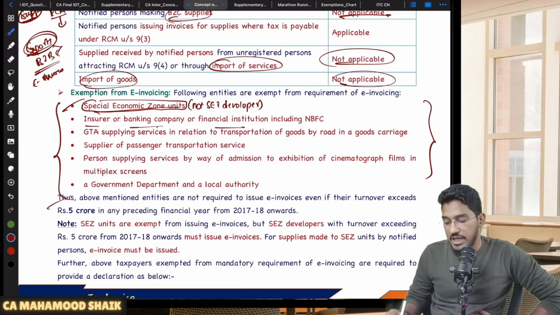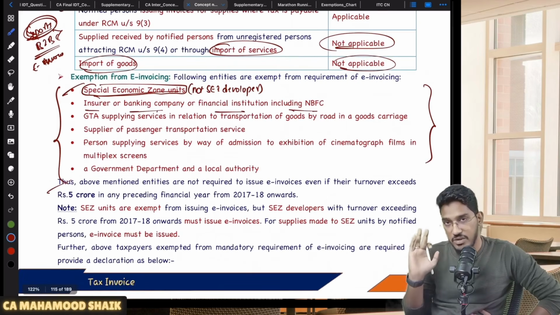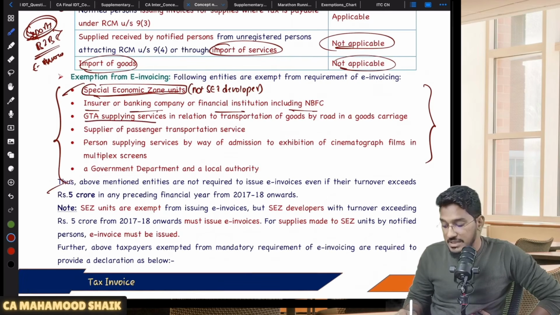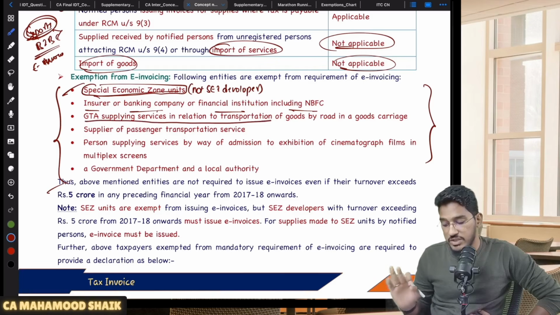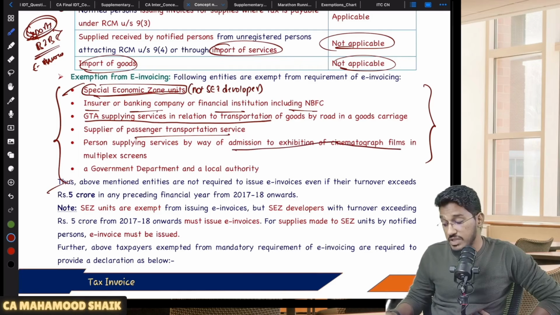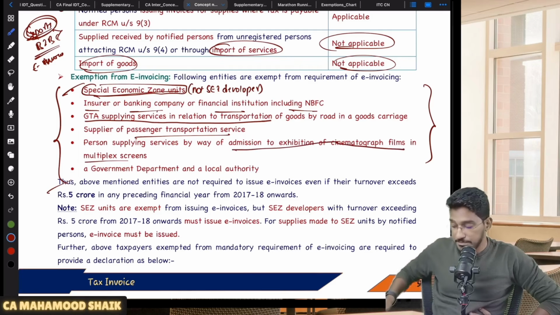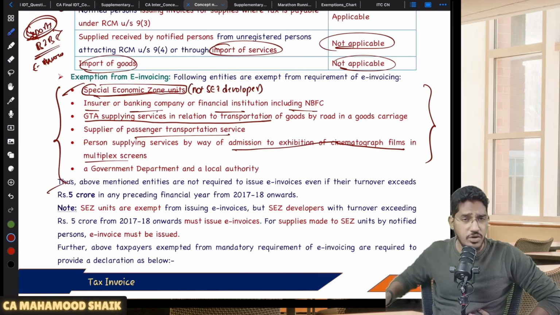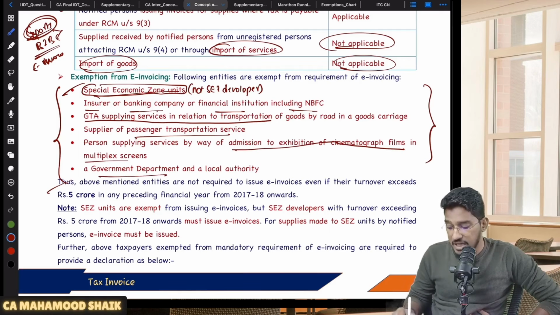Insurer, banking company, financial institution including NBFC, they are not required to generate the e-invoice even if their aggregate turnover has exceeded 5 crore. GTA supplying services in relation to transportation of goods, GTA service provider is also not required to generate the e-invoice. Suppliers of passenger transportation services are also not required to generate the e-invoice. Person supplying services by admission to exhibition of cinematographic films in multiplex screens, multiplex theaters are also not required to generate any e-invoice, and even a government department or a local authority. So these are the bunch of people who have been exempted from e-invoicing.